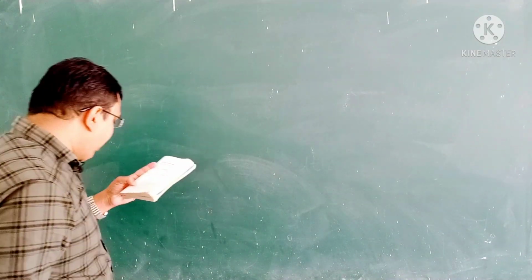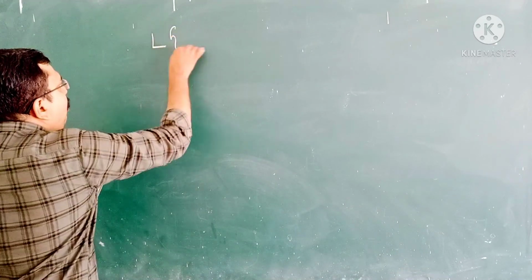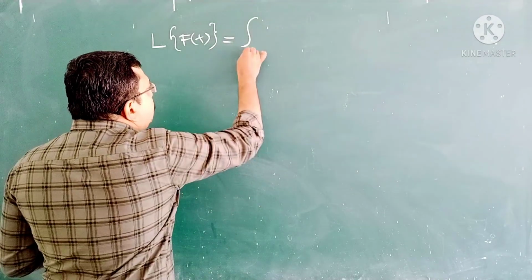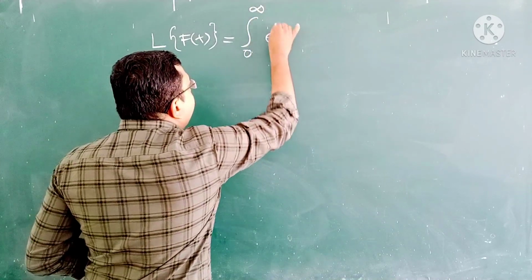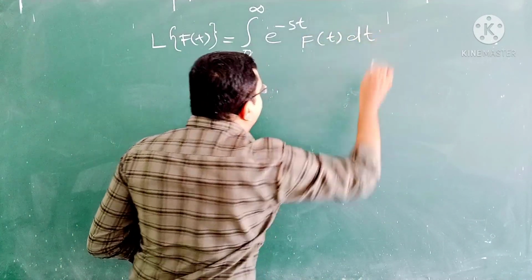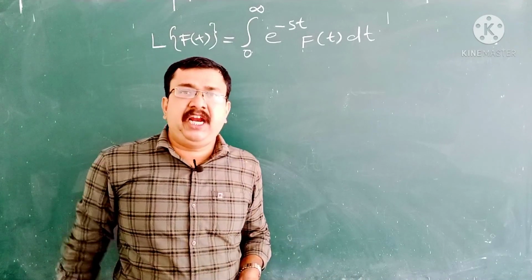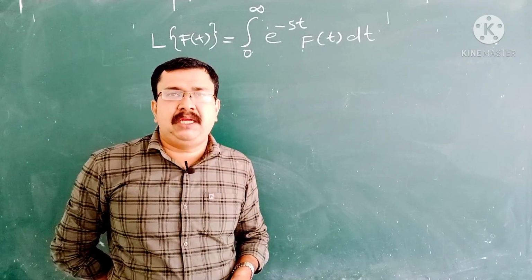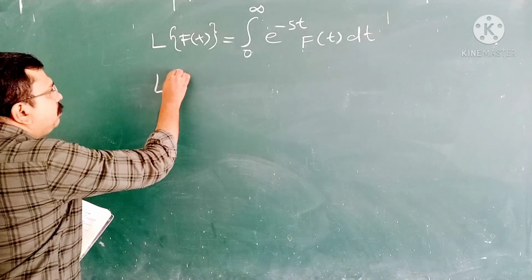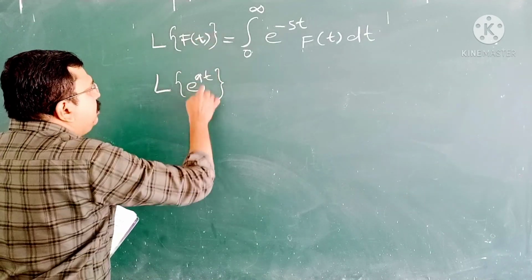Another one is find L of... First we can write the definition: L of f of t is equal to the Laplace transform, which is the integral from 0 to infinity of e raised to minus st into f of t dt. That is the definition. Next question is find out L of e raised to at. Next we are finding the Laplace transform for e raised to at. That is L of e raised to at. Here f of t is replaced by e raised to at.